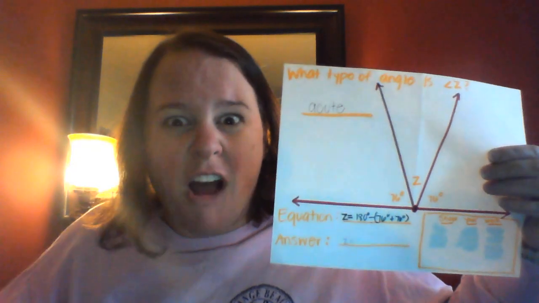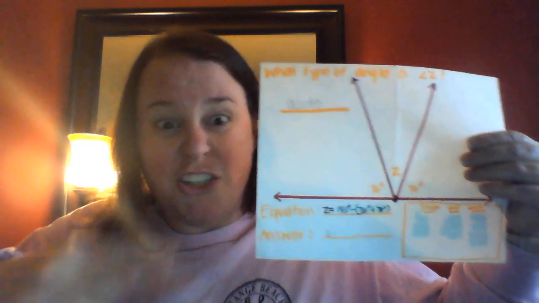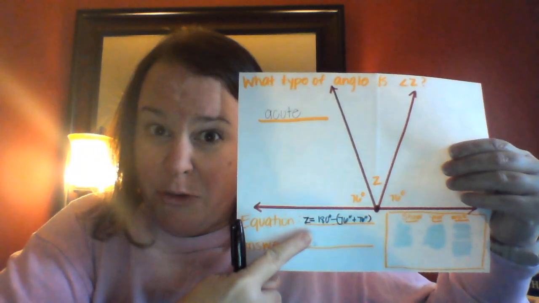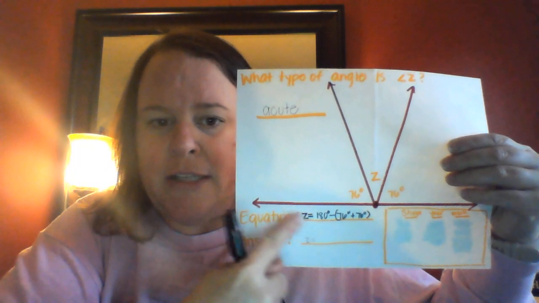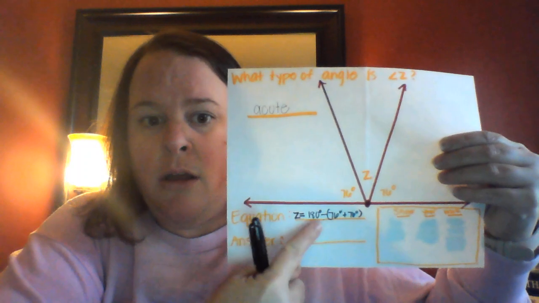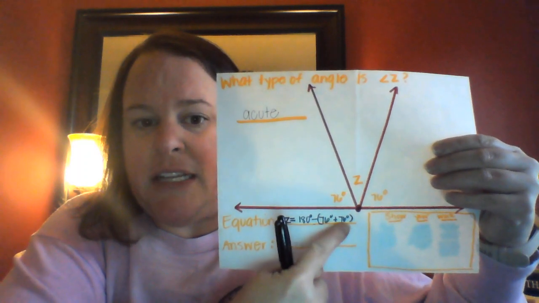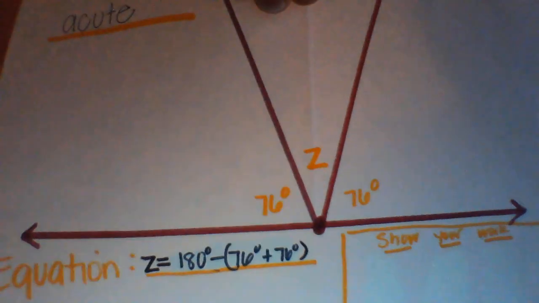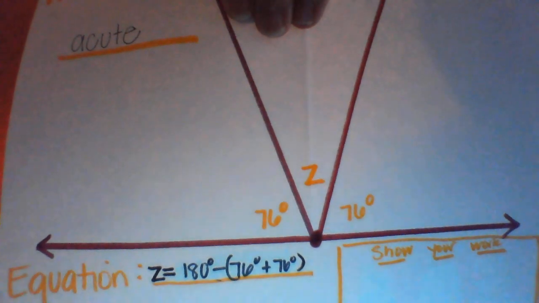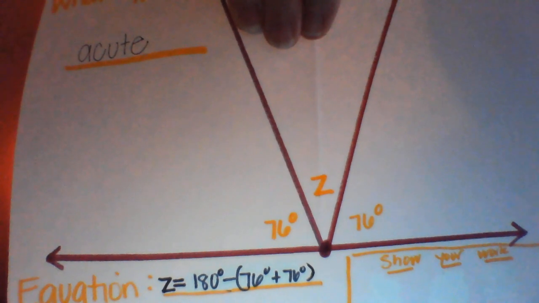See how all that prior knowledge is coming back to you? It's not just types of angles, but it's also order of operations when you're writing your equations. So Z equals 180 degrees, which is the total amount of my straight angle, subtract 76 plus 76. I'm going to do my work over here in my box. You do your work on your sheet. Write your equation down. Z equals 180 degrees, subtract parentheses 76 degrees plus 76 degrees in parentheses. So 76 plus 76 is what I have to do first.